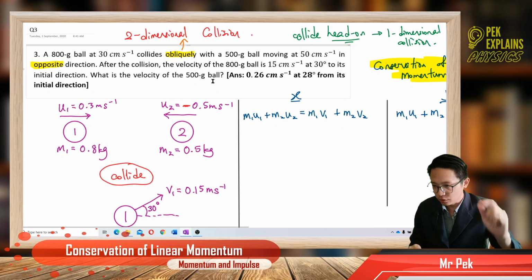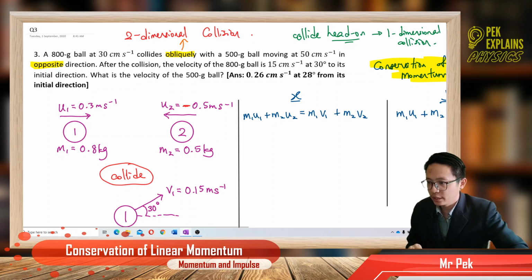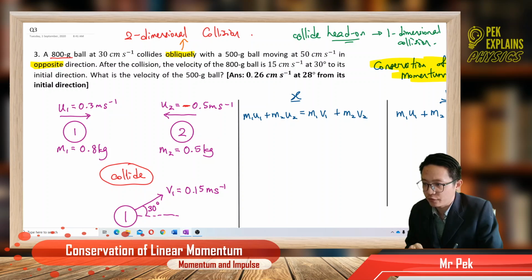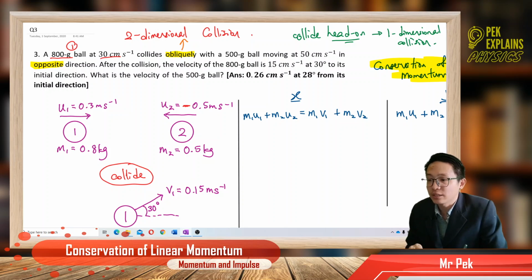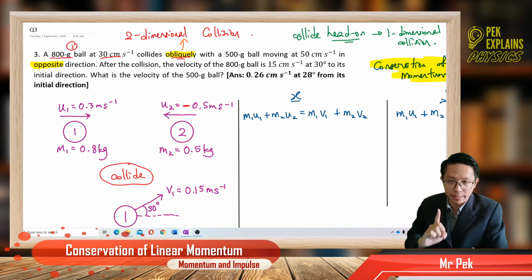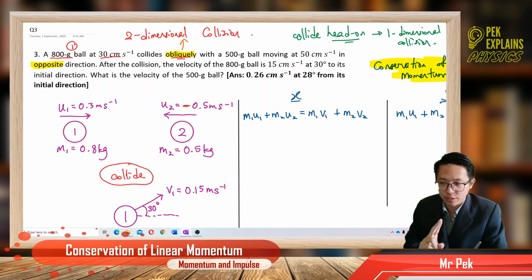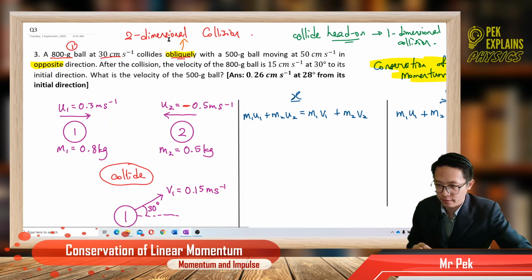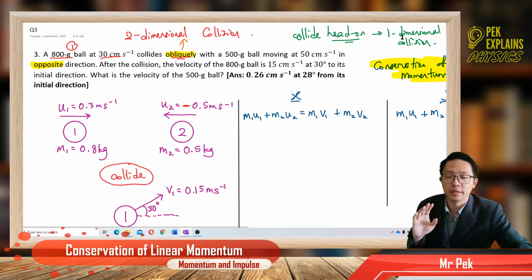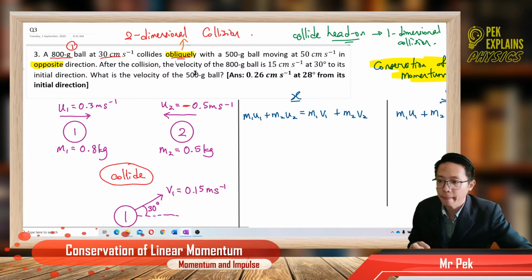Okay, so let us highlight the information. We have the mass of the first ball, the 800-gram, which we denote as 1. We also have the initial velocity, and it collides obliquely. Oblique collision means two-dimensional collision. But if the collision is head-on, it is a one-dimensional collision. So the word oblique means two dimensions.